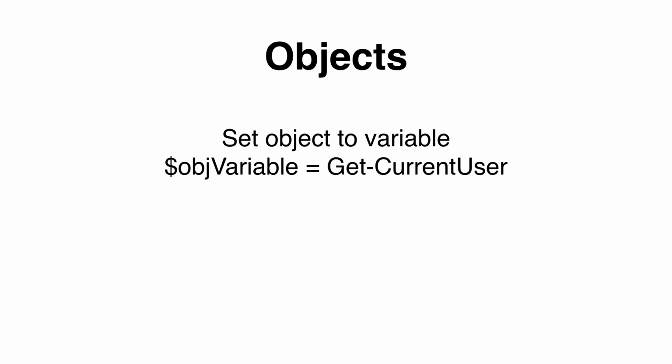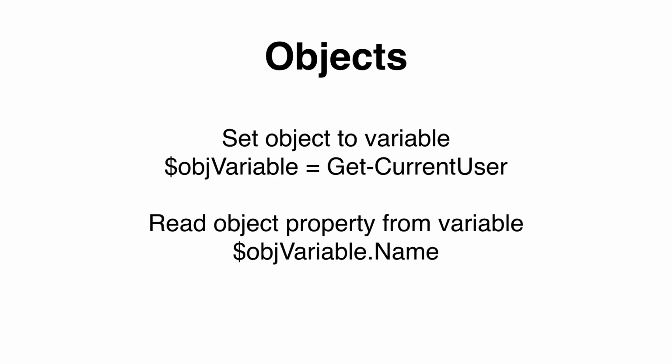In this example, we are assigning the current user to an object variable. You just call the method getCurrentUser, and we're assigning that complete user object into the variable. If you want to read a specific property from that variable, you can do that by calling just the part. So you're actually calling the property name. So we assign a .name, and that will return the name from that object.